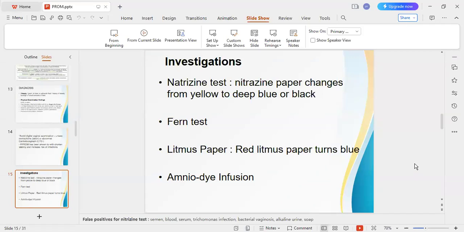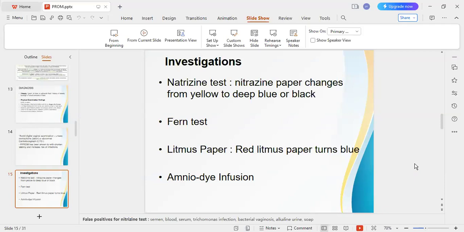So you can also do the fern test, where the fluid is put on a slide, allowed to dry, and observed under the microscope to see if there's this arborization of the fluid. It also has its sensitivity and specificity issues. So it is not absolute, it doesn't give an absolute diagnosis for PROM. We also have the litmus paper. It turns blue when it's in an alkaline medium. And we also have the amnio dye infusion.